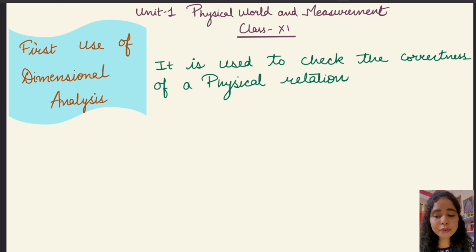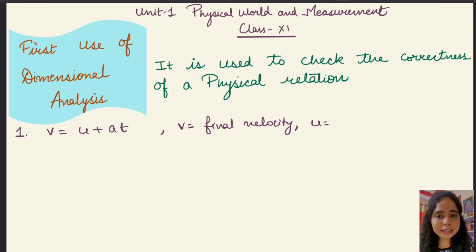So in order to check whether a given physical relation is correct or not, we can make use of dimensional analysis. By physical relation we mean if we have a formula which relates two or more physical quantities, then that formula is called a physical relation. The first equation we are going to check is v is equal to u plus at. Here v is the final velocity, u is the initial velocity, a is the acceleration, and t is the time period.